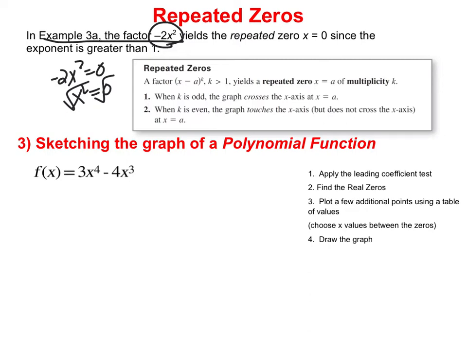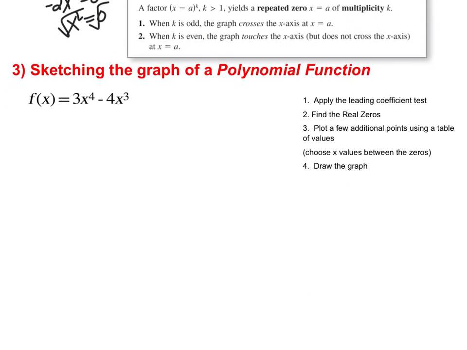So let's go ahead and apply a few of these, or all of these, characteristics that we've talked about. Sketching the graph of a polynomial function is not always easy, right? Because the higher the exponent, the more turns, the more that's going on. So we can sketch this, with emphasis on sketch, just a rough drawing, by doing these 4 steps.